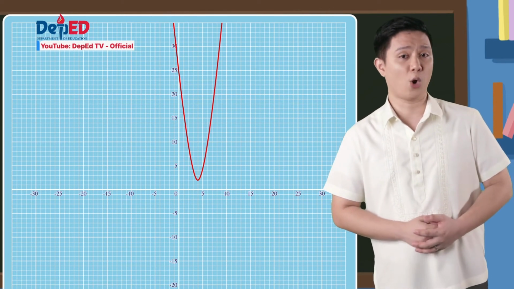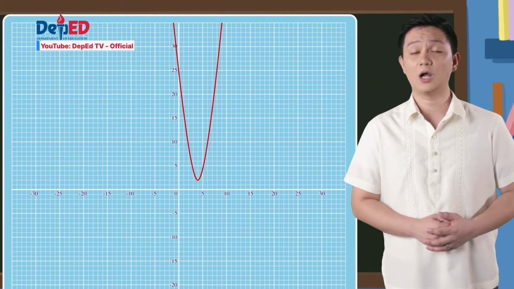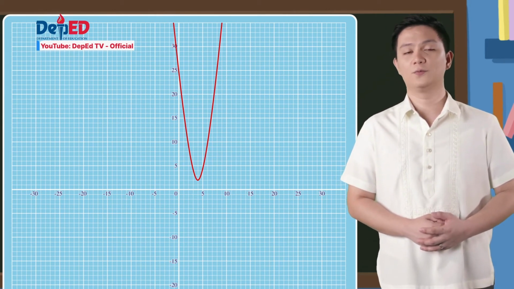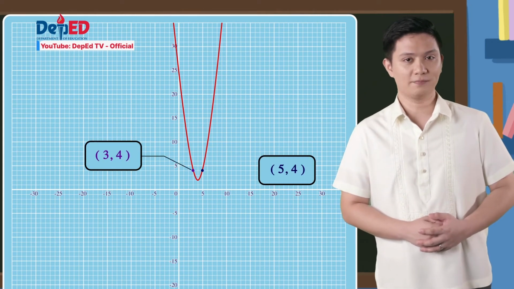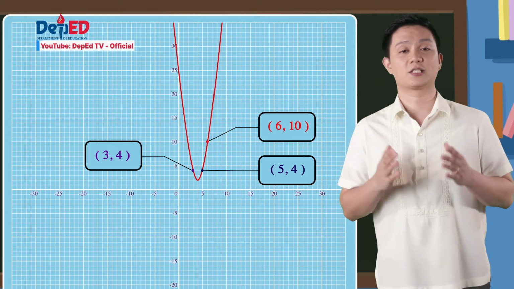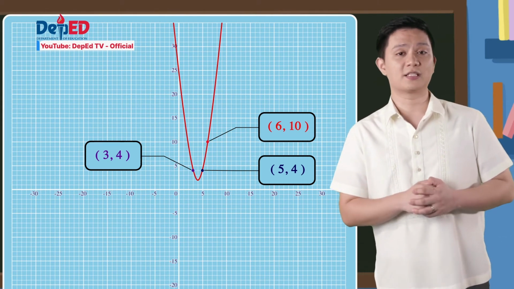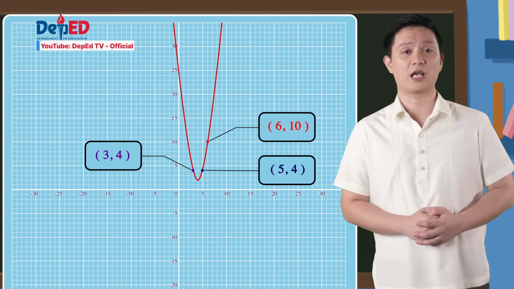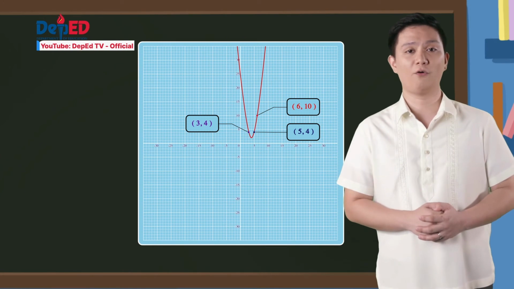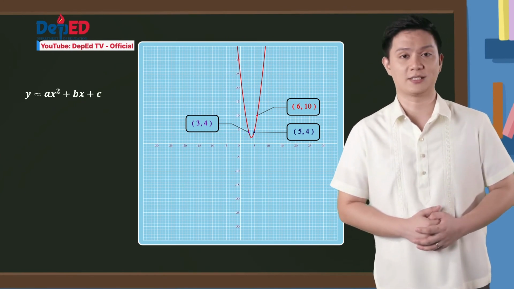What are the 3 points on this parabola that you can identify? Other than the vertex, the following points are on the curve. We have (3, 4), (5, 4), and (6, 10). And just like what we did when we identified the equation given the table of values, we are going to substitute these identified ordered pairs in the general form y equals ax squared plus bx plus c.